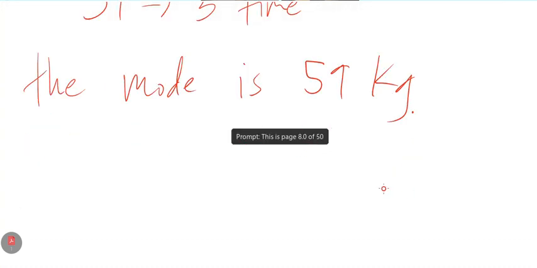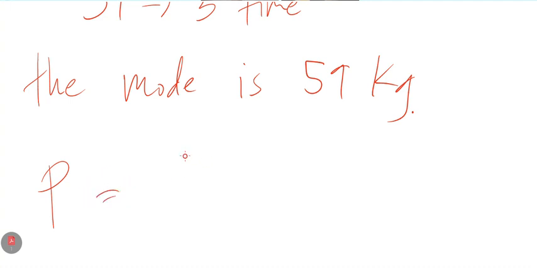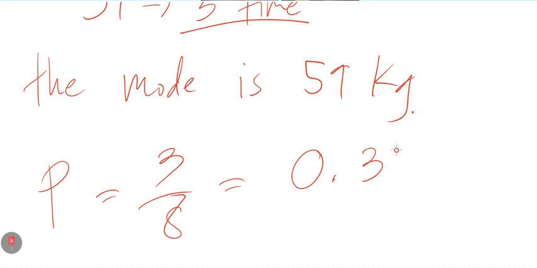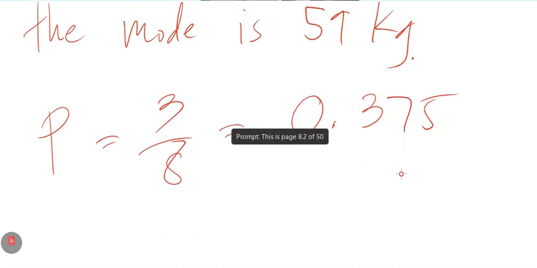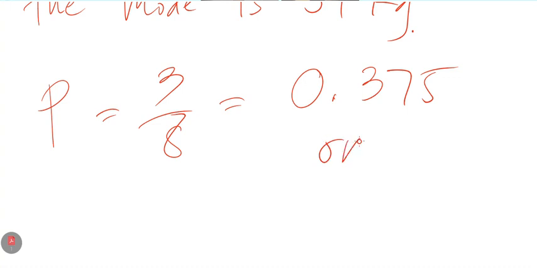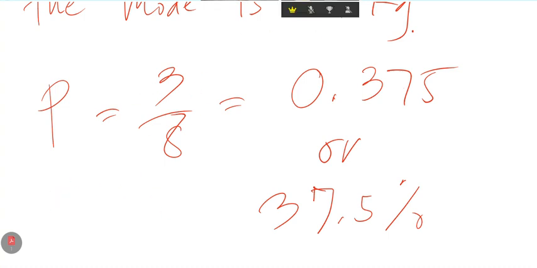Now, let's calculate the probability. The mode that we have here appears 3 times out of 8 students, which is 0.375 or 37.5%. So that is the answer for this.